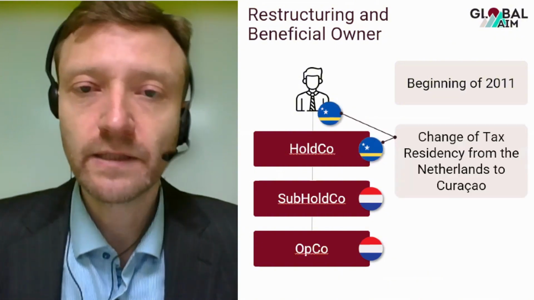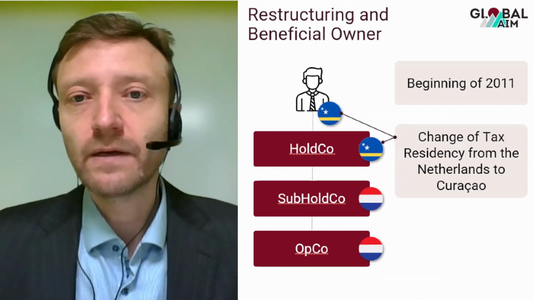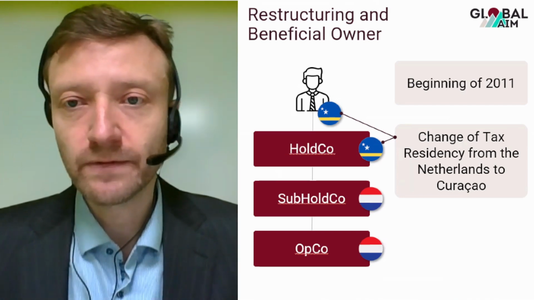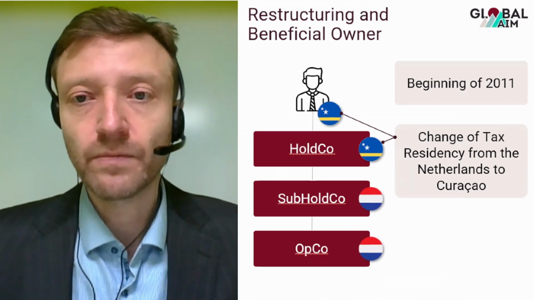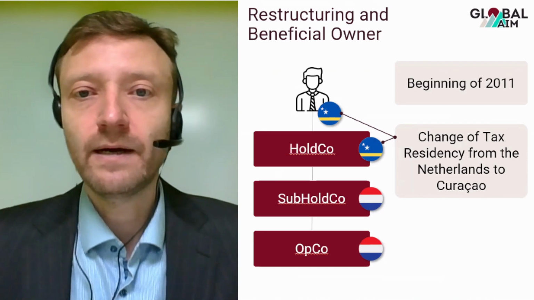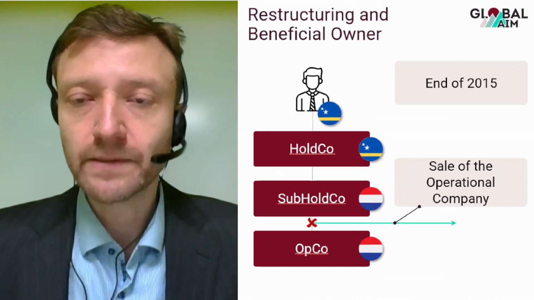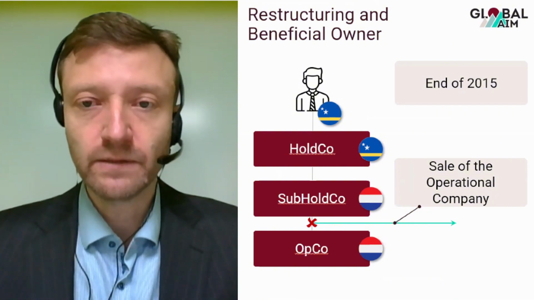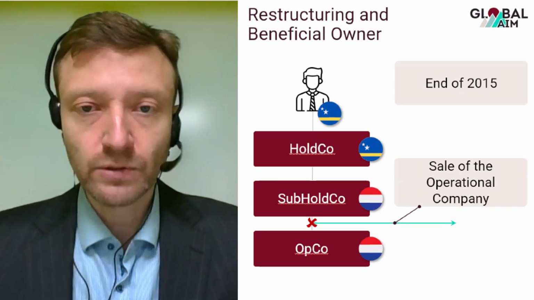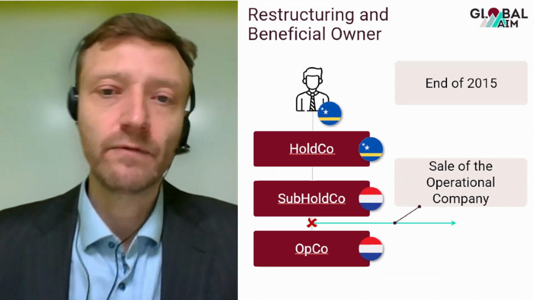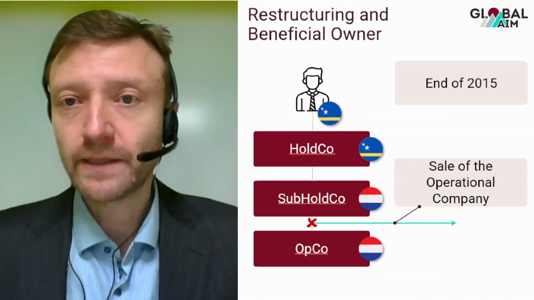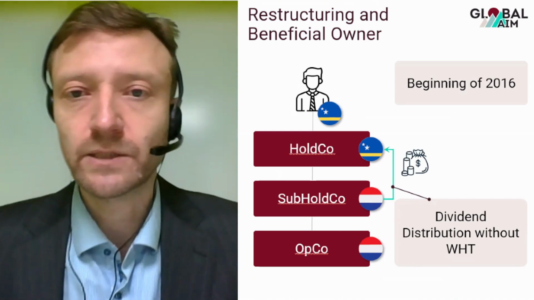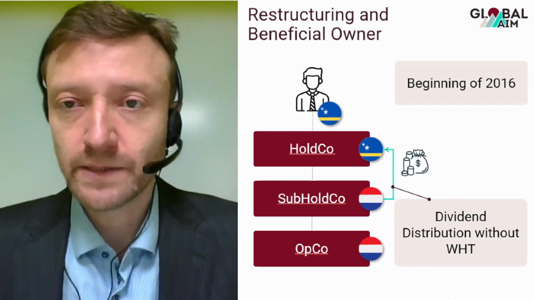And then the individual, the shareholder, as well as the top holding company, which was owned directly by this individual, changed their tax residency from the Netherlands to Curacao. Up until 2015 it didn't matter for the structure, but at the end of 2015, the operating company was sold, which generated profits at the level of the subholding company in the Netherlands, which were paid as dividends from the Netherlands to the holding company, which was now a tax resident in Curacao, at the beginning of 2016.